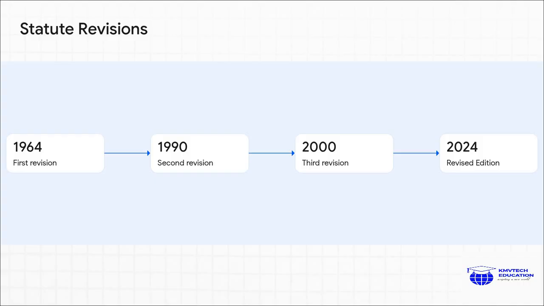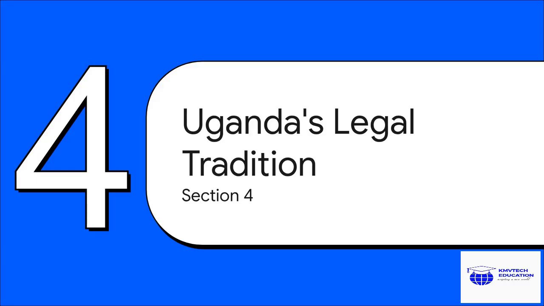Write these years down. The laws were revised in 1964, then in 1990, again in 2000, and most recently we have the 2024 revised edition. Through each of these careful steps, the Act was renumbered and refined into what you now correctly cite as the Evidence Act Cap 8. Let's dive into Section 4, Building Uganda's Legal Tradition.